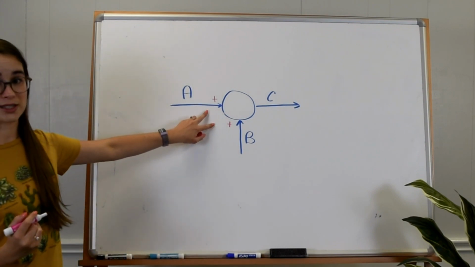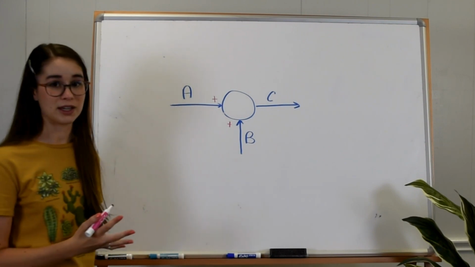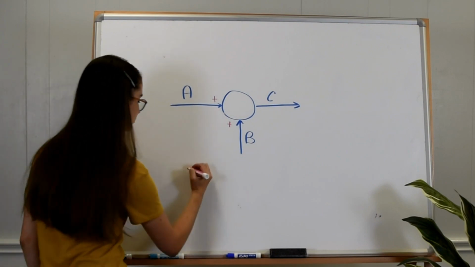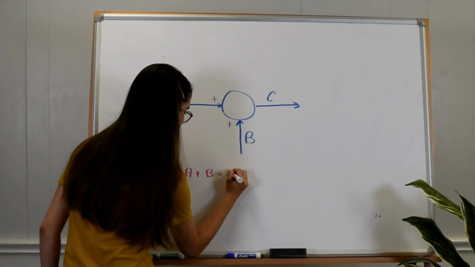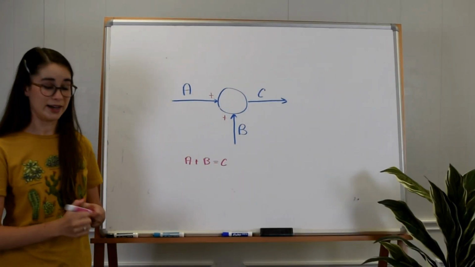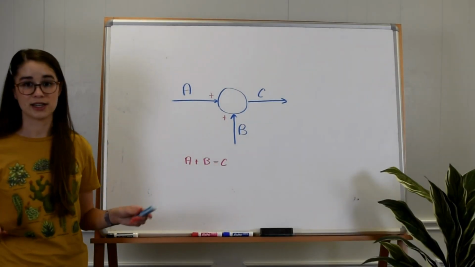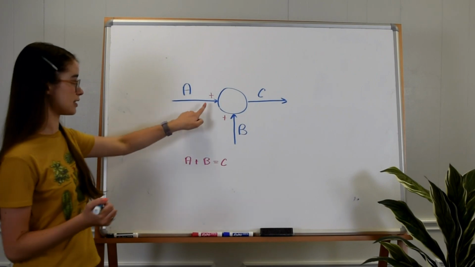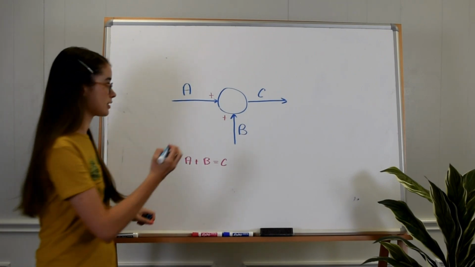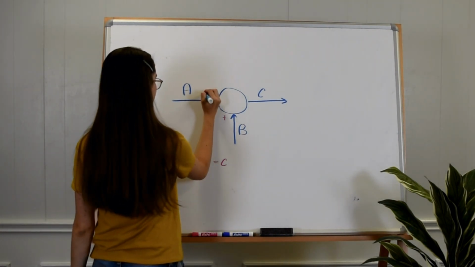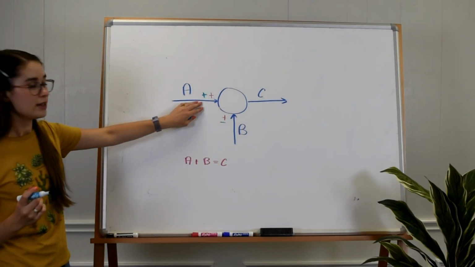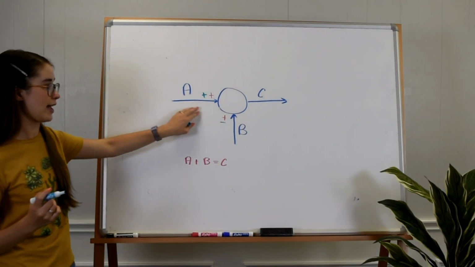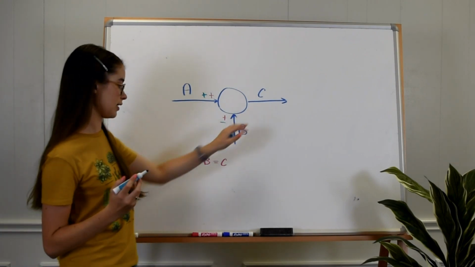where they're both pluses, a plus b equals c. But let's take a different case where this is a plus and this is a minus. So in this second case, it's a minus b equals c.